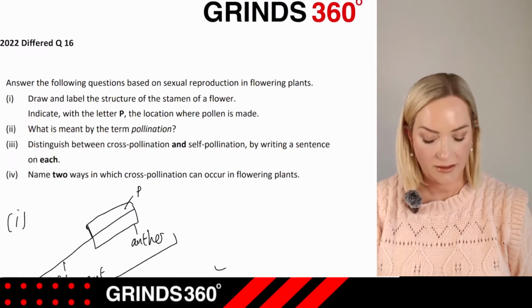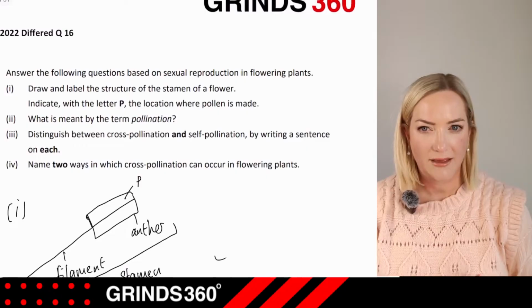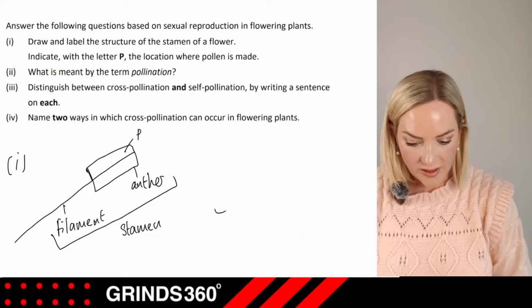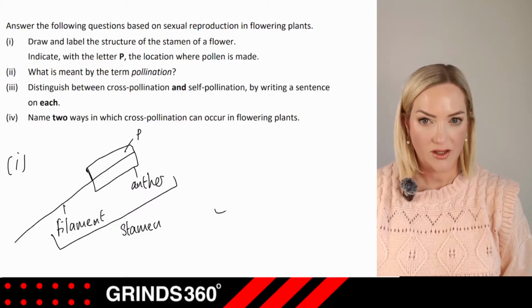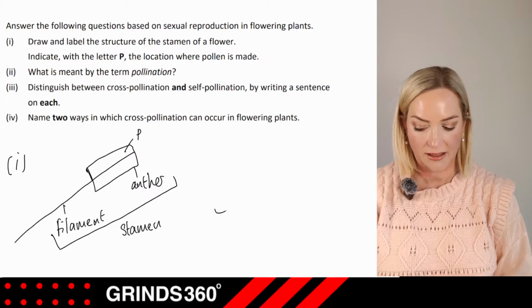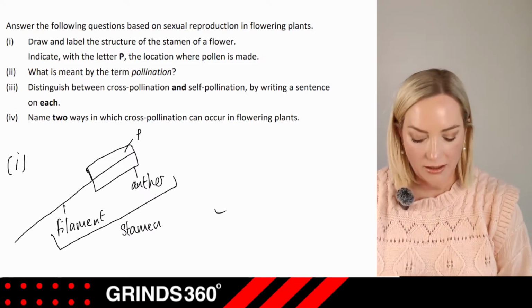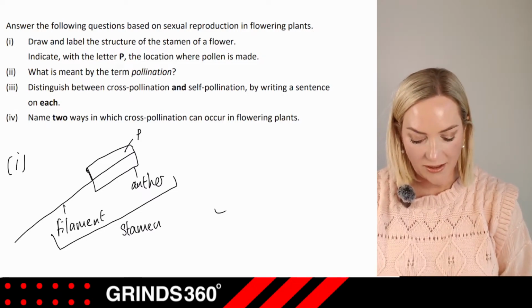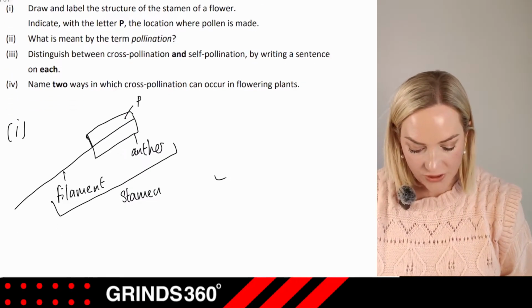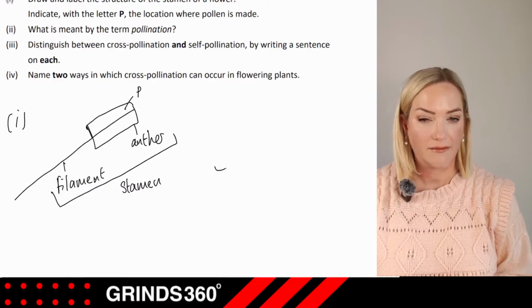Then it's asking us what is meant by the term pollination. That's the transfer of pollen from the anther to the stigma. Then we're asked to distinguish between cross-pollination and self-pollination. So cross-pollination is pollination between different plants, and self-pollination is pollination within the same plant.